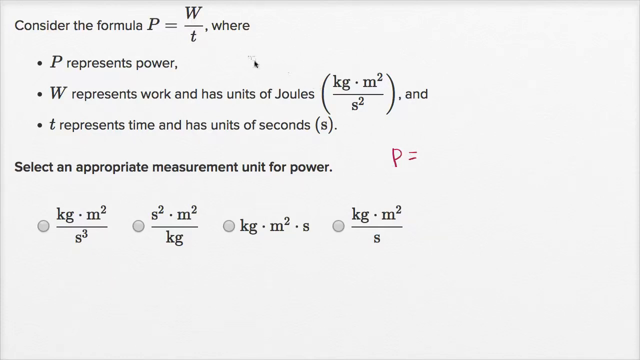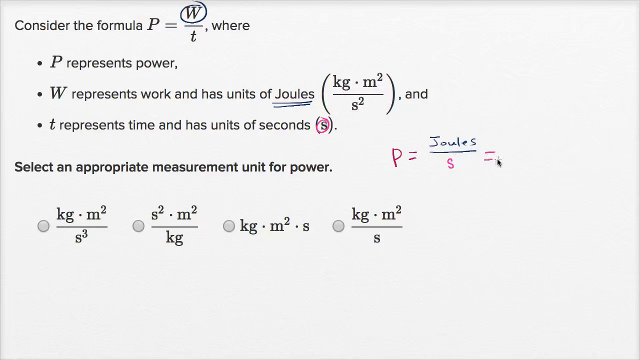So the units for work right over here is joules. And so we could write it's going to be joules per, and then the unit for time is seconds. So you might want to say it's joules per second. But we don't see joules per second as a choice here. So we probably want to expand out joules as being kilogram meter squared per second squared.